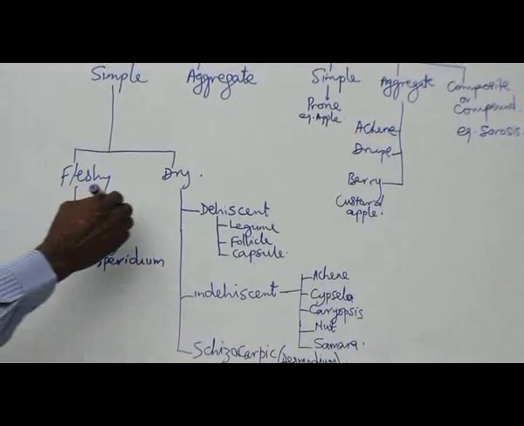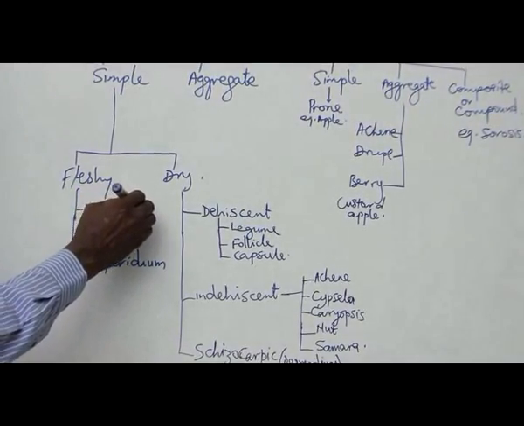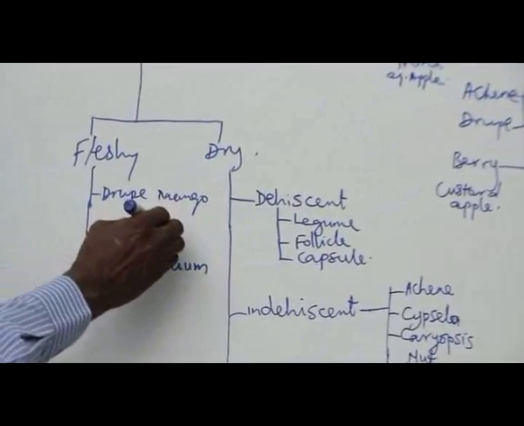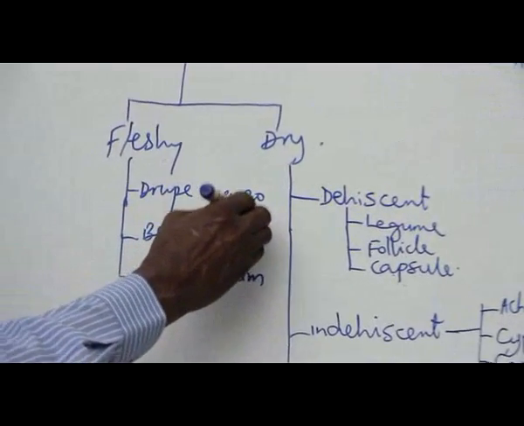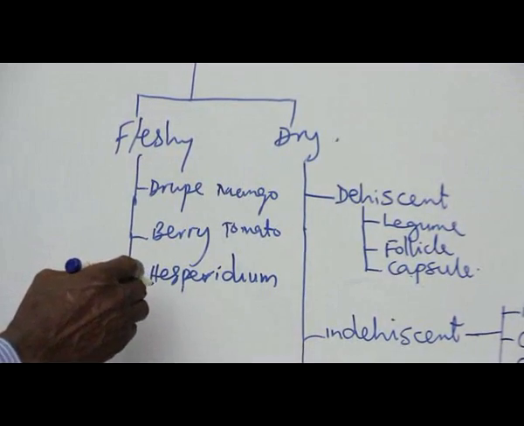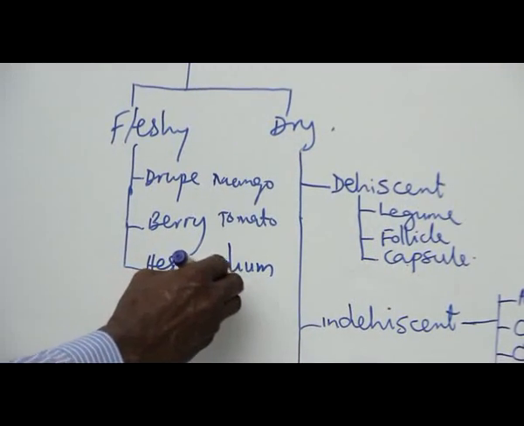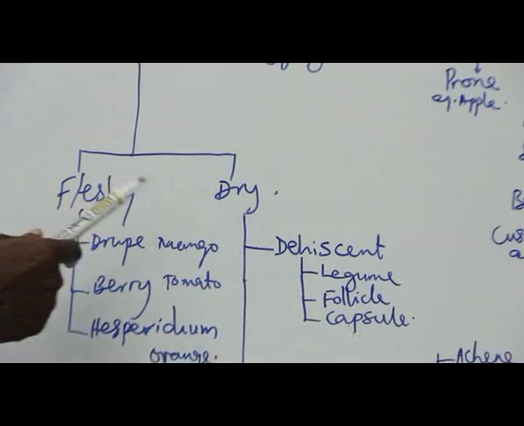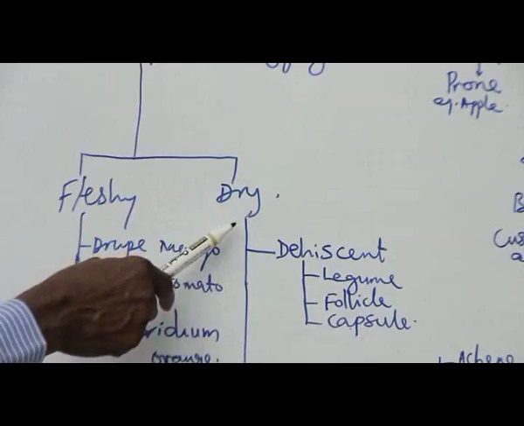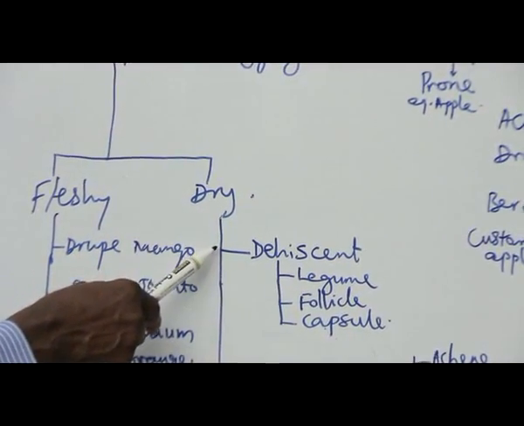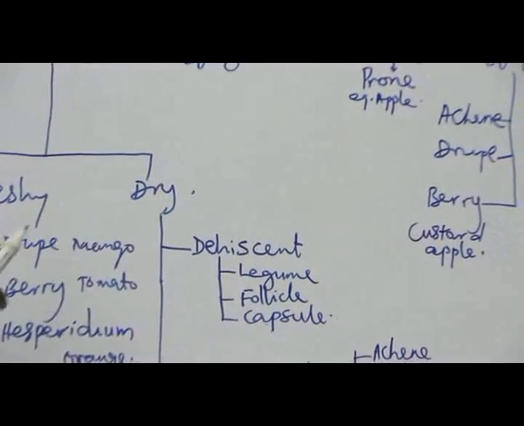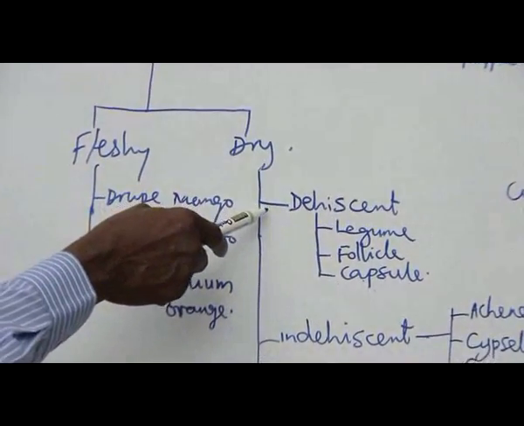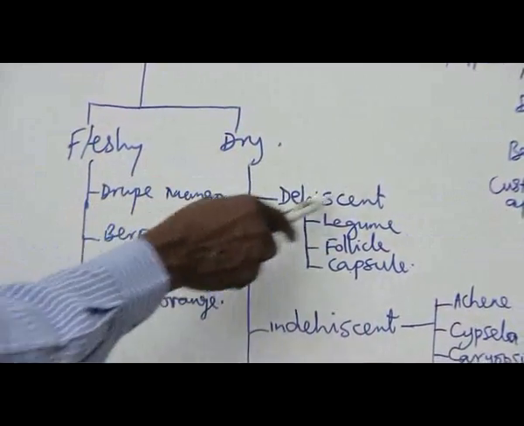So we have an example of a drupe as mango here. Example of berry as tomato. Example of hesperidium as orange. Let's look at dry fruit. A fruit, when it's dry, can split open or remain unsplit. If it's the one that splits, it becomes dehiscent, a dry dehiscent fruit.